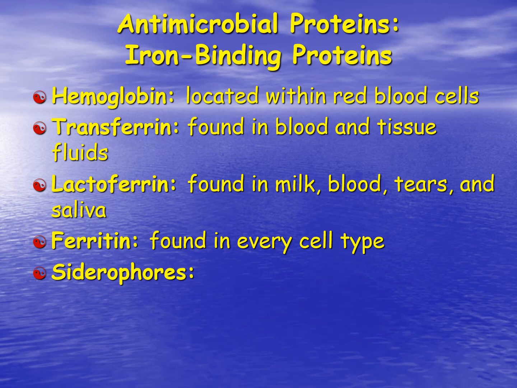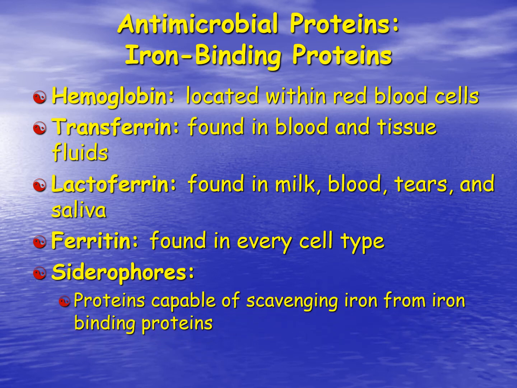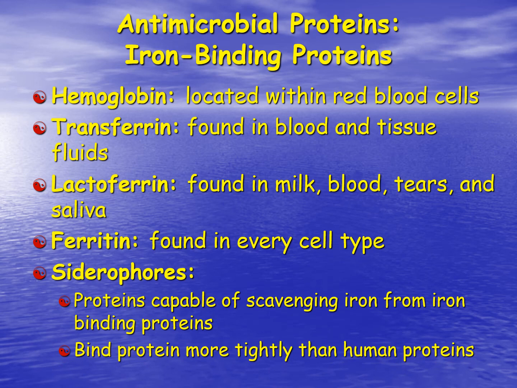The siderophores are actually proteins capable of scavenging iron from iron-binding proteins. And so some of the bacteria actually have these and will try to take the iron away from these iron-binding proteins. These siderophores will actually bind the iron more tightly than the human proteins, and therefore can be taken up by the bacteria.